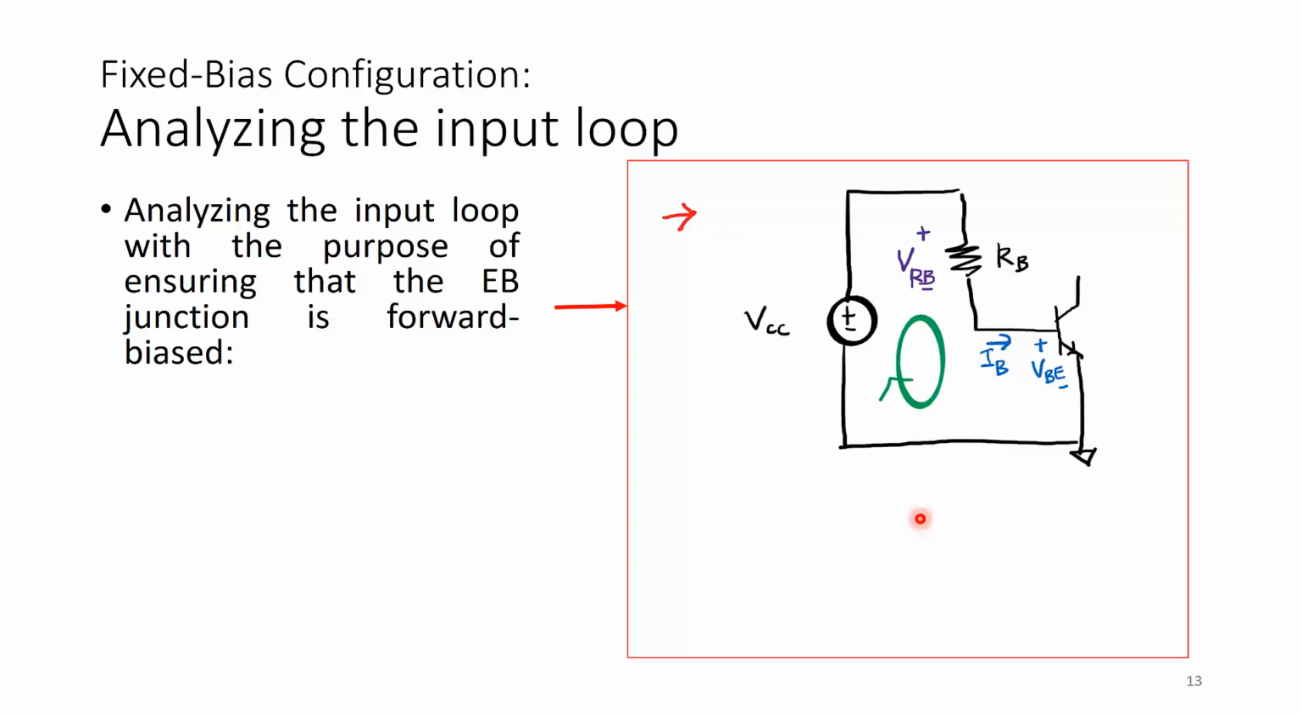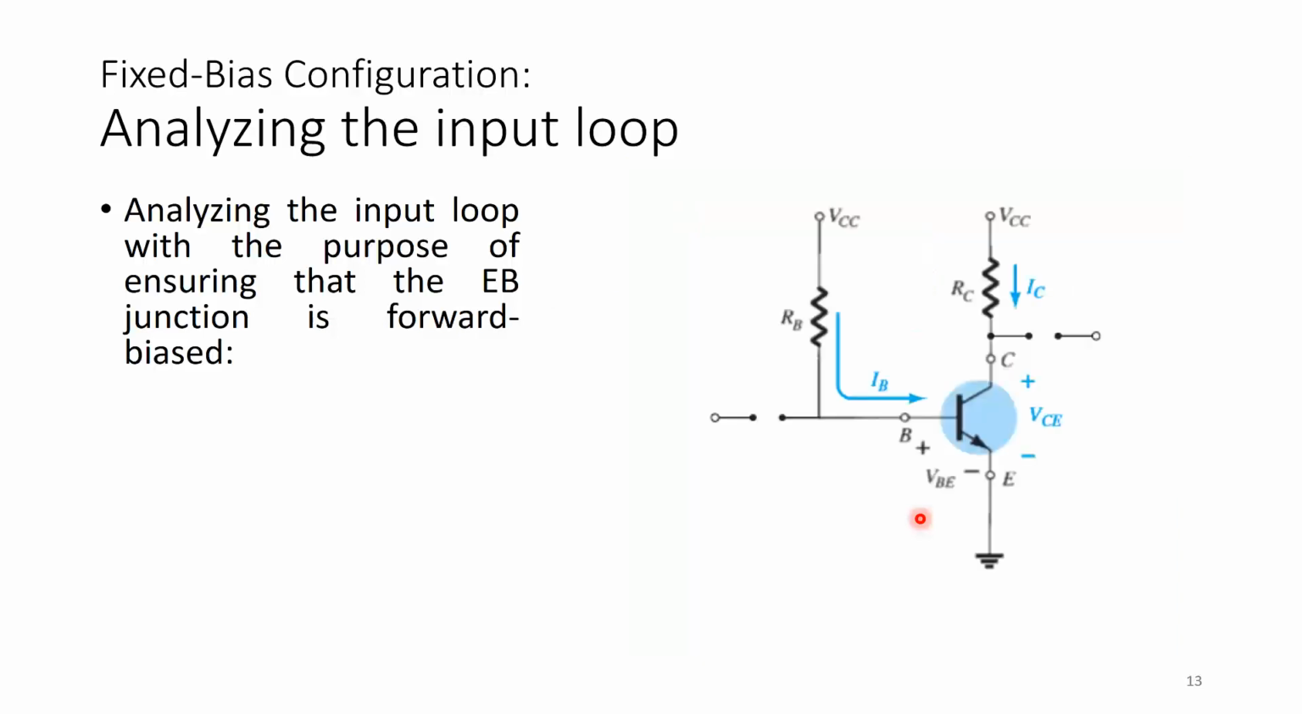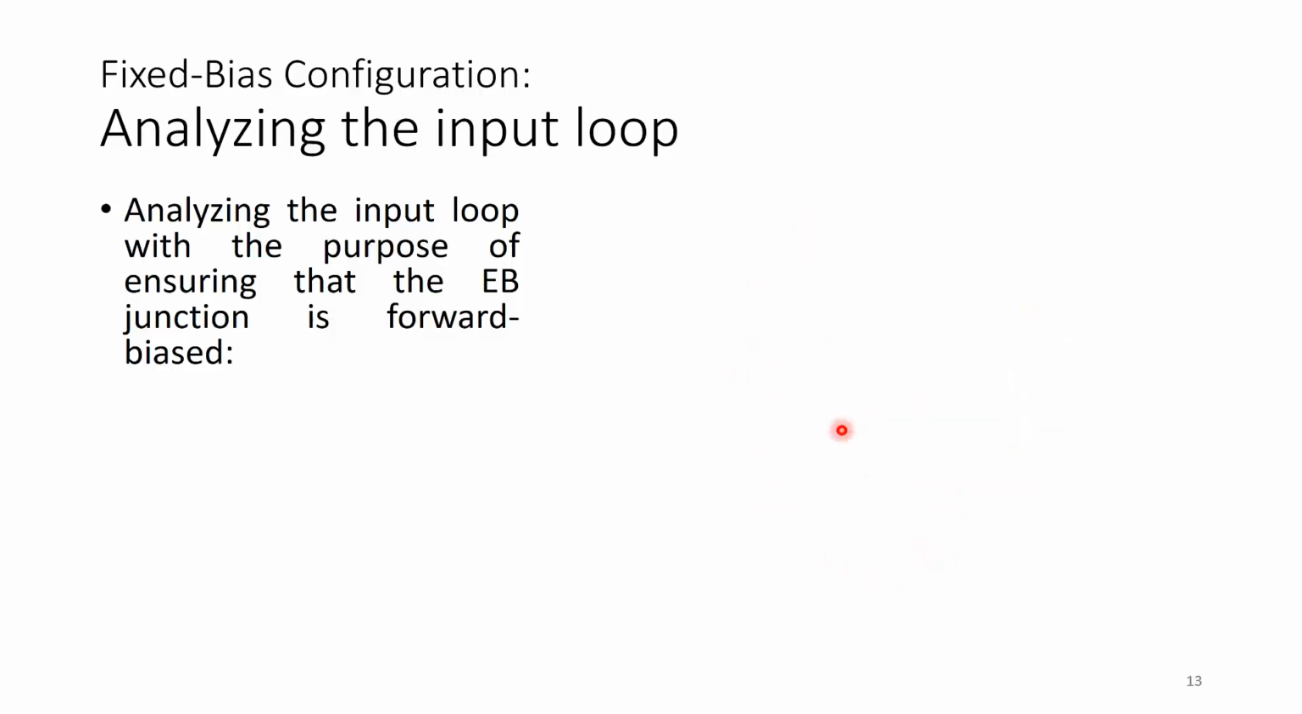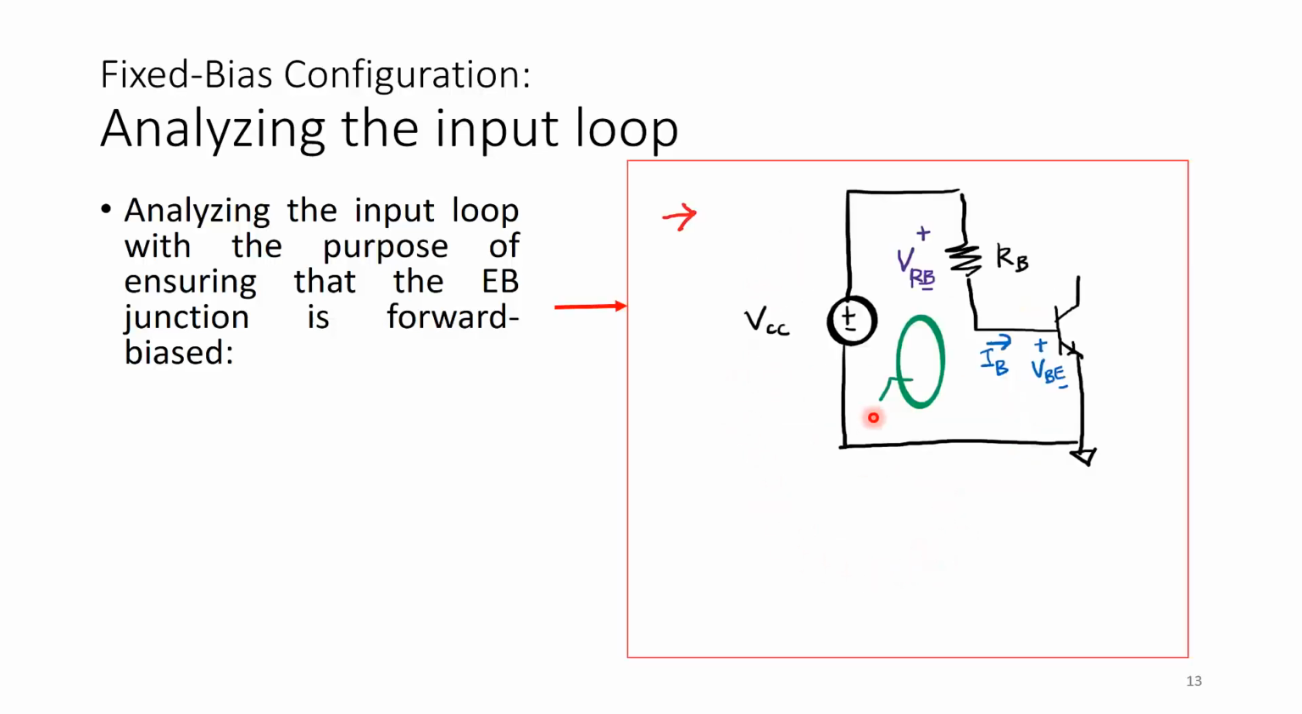If I take that circuit and look just at the input loop, I can do Kirchhoff's voltage law. Let me go to the previous illustration. Here I have RB, VCC, and VBE. This would be the input loop, and I'm going to draw this loop here. If I do Kirchhoff's voltage law around this loop, I get minus VCC plus VRB, which by Ohm's law is IB times RB, plus VBE equals 0.